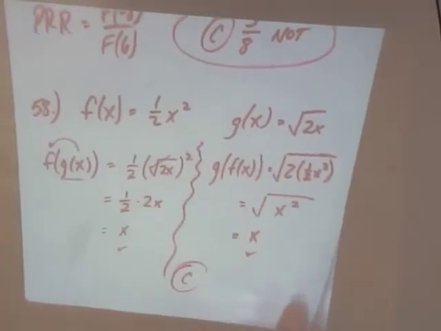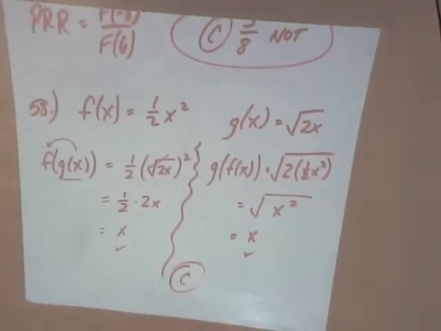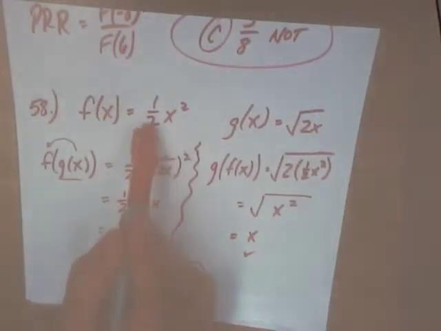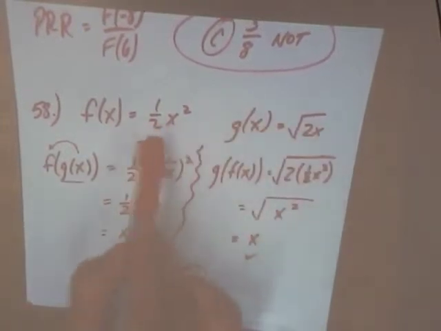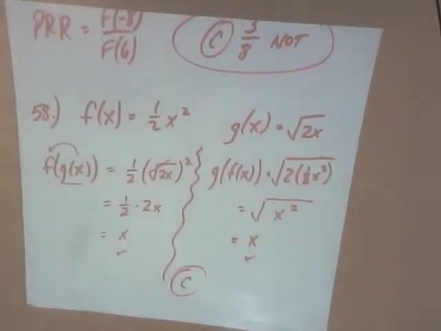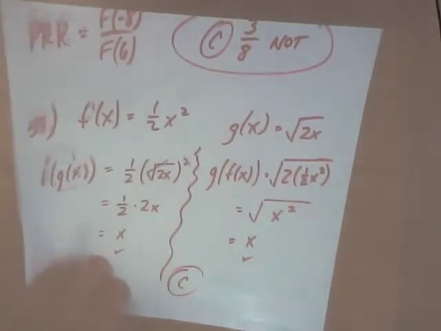Questions on 58? Yes, sir. If we did do what you said, finding the inverse of each, you just switch the x's and solve for the variable like we did before. Switch the x's and y's and solve for y, yes. Okay. If you find the inverse of this, you'll get this. If you find the inverse of this, you'll get this, yes. Okay? Okay, 59.